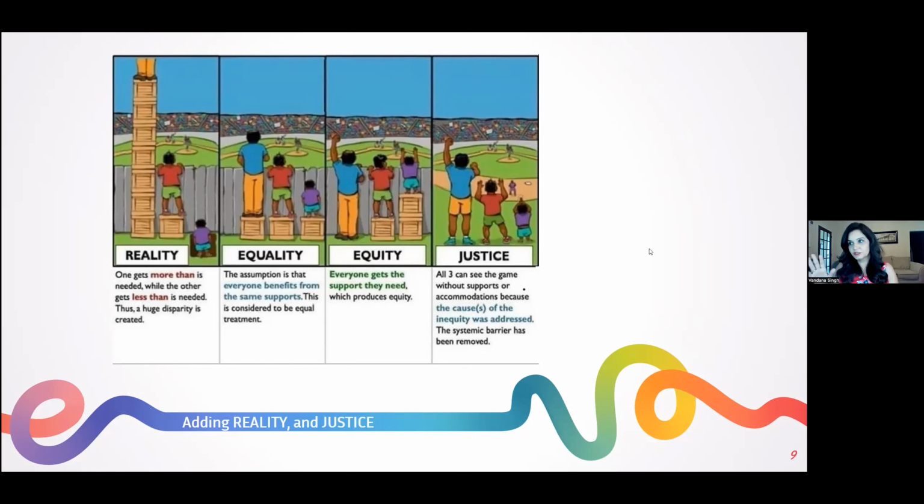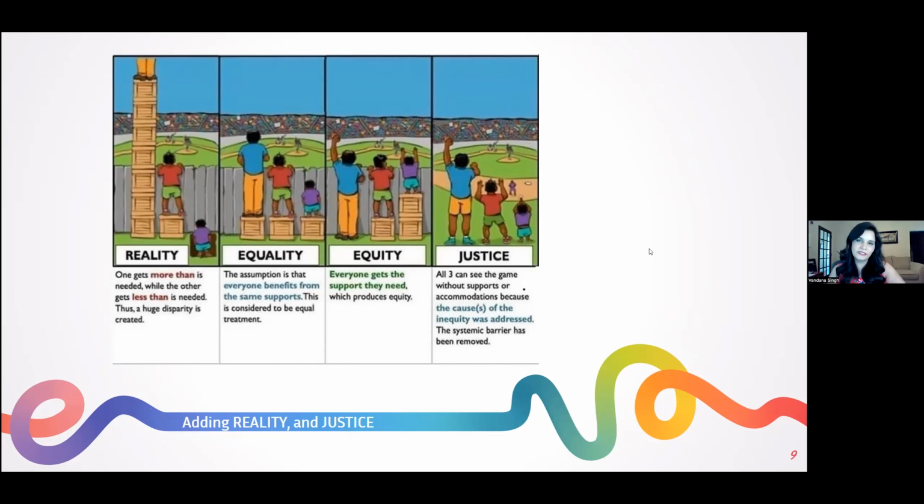The progression that we want: we talked about equality, and how that doesn't work. Equity works, but really equity is also not the goal. The goal of diversity, equity, and inclusion efforts is justice, social justice, right? And what does justice look like? Justice looks like the last image here, where all three can see the game without supports or accommodations because the cause of the inequity is removed. The barriers that are there are removed, so that everybody can get a chance to do it. So this is the goal.